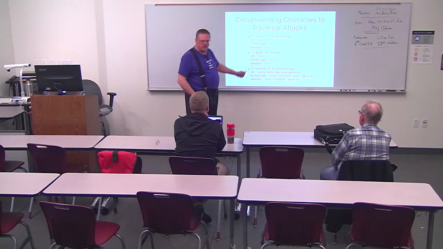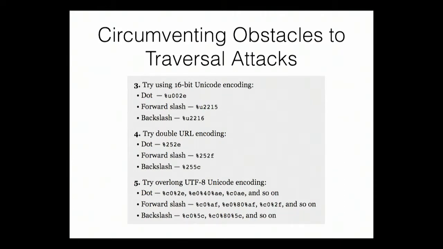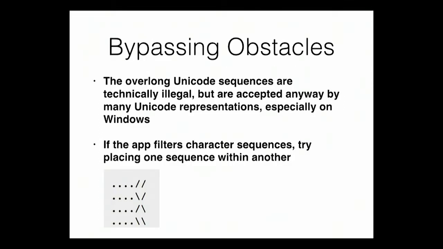Anyway, 16-bit Unicode is here, where you use %u and then 4 hex characters. There's even longer versions of Unicode too. Here's URL encoding. Here's overlong UTF-8 Unicode encoding with even more than 16 bits. And like I say, these are all ways to encode special characters so that the filters might miss them. And yet they might be decoded and understood at the final end as still meta characters that have the desired effect.